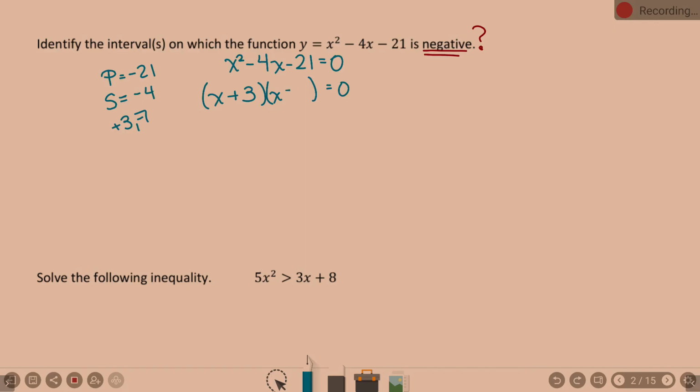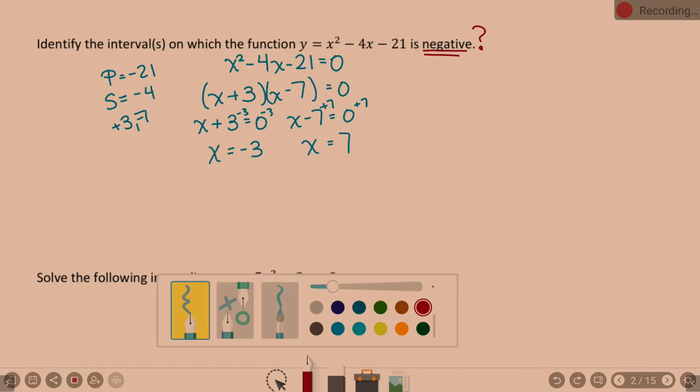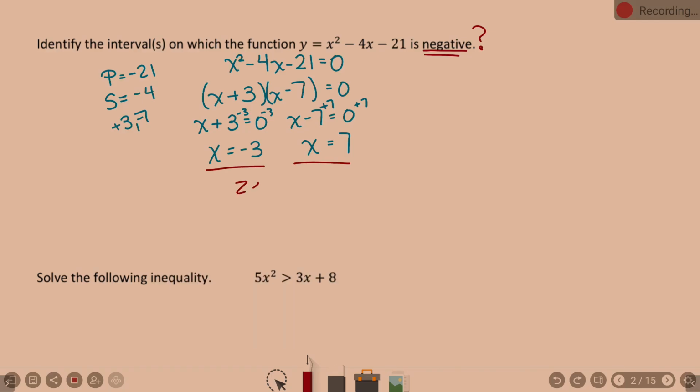x plus 3, x minus 7. And if you haven't already, what are you doing? Setting each factor equal to 0. x plus 3 equals 0, so subtract 3. x equals negative 3. x minus 7 equals 0, so add 7, and x equals 7. What are those? Those are my zeros, yes? Know that vocabulary. It's just a good thing to know. Those are your zeros.